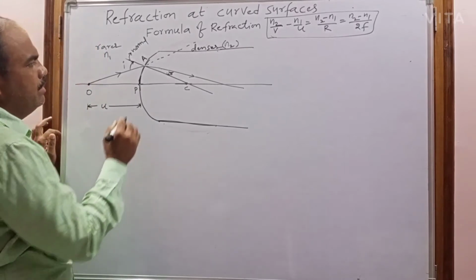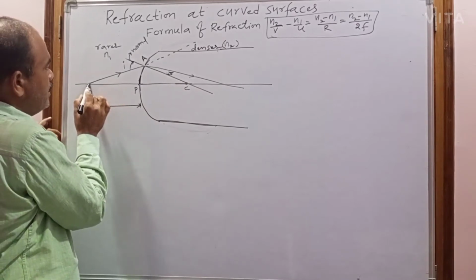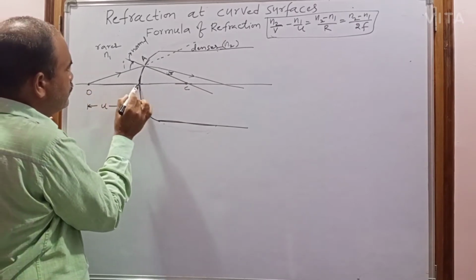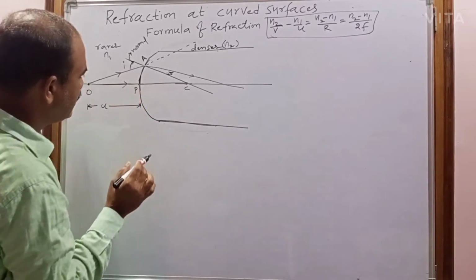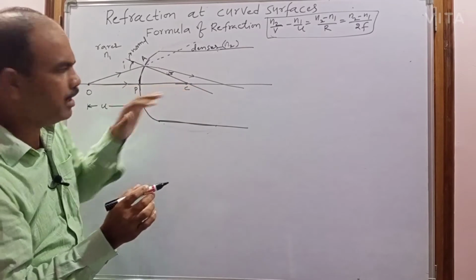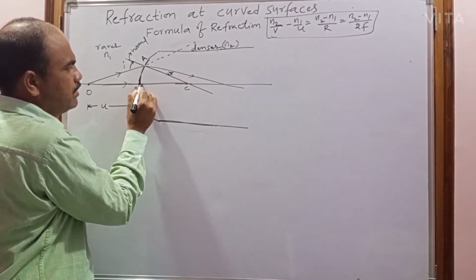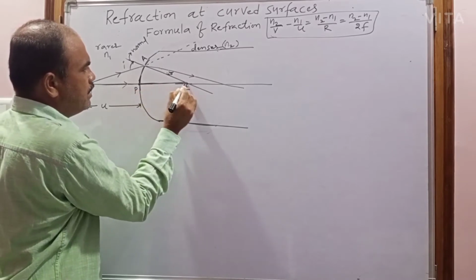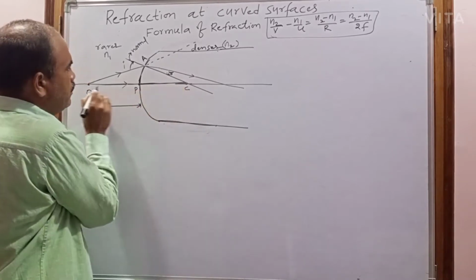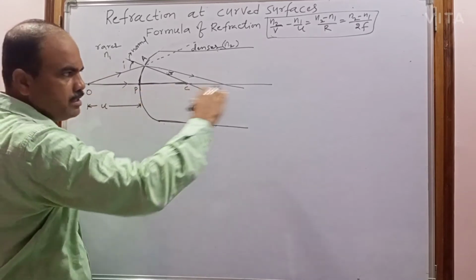Now, to form the image, I am taking another incident ray that is traveling in the direction of the center of curvature. In the direction of the center of curvature means the light is traveling along the normal. When I draw the normal for this point, this is the normal. This is the point of incidence, and this is the center of curvature. That's why this is a normal. Now this light ray is traveling in the direction of the normal, so it will continue along the same path.